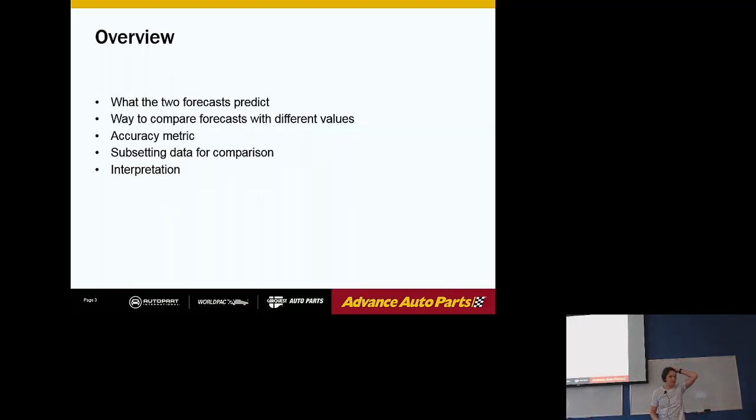Okay. So first, I will talk about what those two forecasts actually predict and what they do, because that's important for understanding how we did that comparison. Then I will discuss our way to compare two forecasts with different values, the accuracy metric that we created. We'll talk about subsetting data for comparison. And I will also talk about interpreting the results, because it turned out that for this particular method, it's unclear how to do that. And there is an interesting story about that.